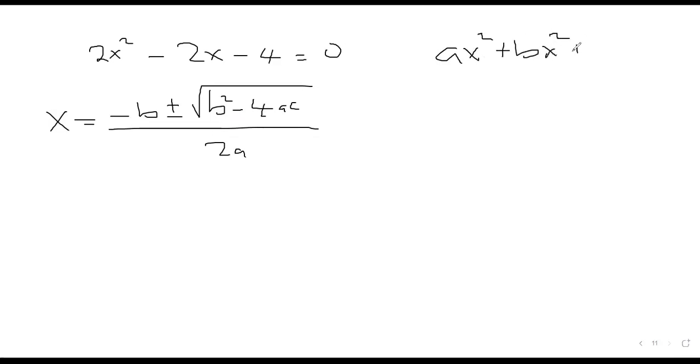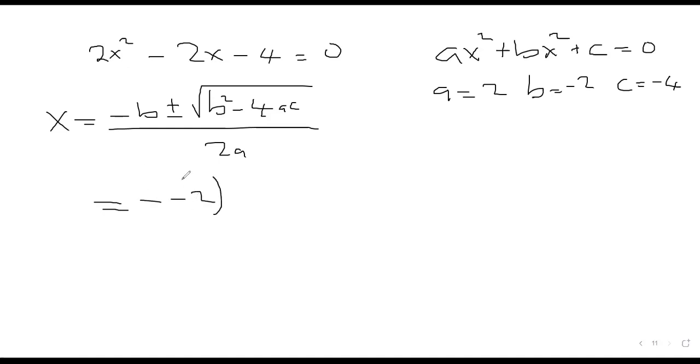So quadratic equation follows the format ax squared plus bx plus c is equal to 0. So what is our a? It is a 2, right? What is our b? It is negative 2. What is our c? It's negative 4. All right? So when you substitute it in here, where there is b, you put negative 2. All right? So negative 2 squared minus 4ac.